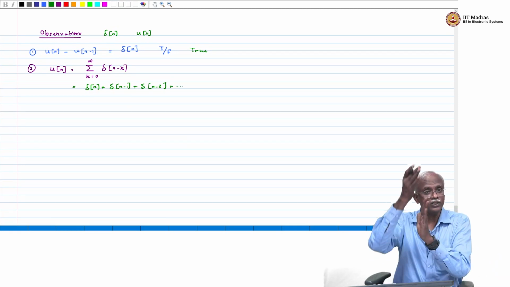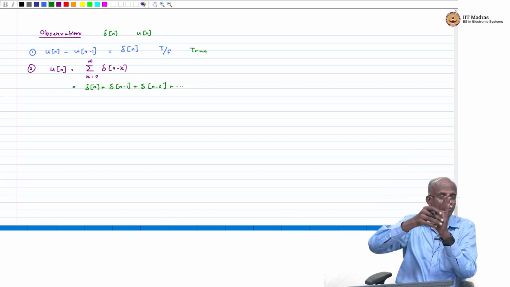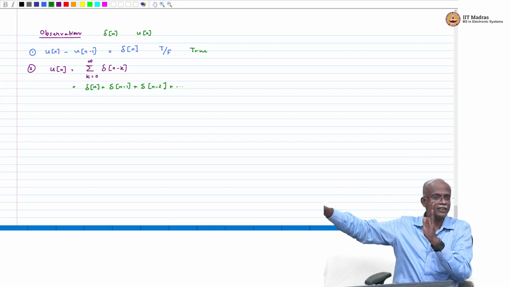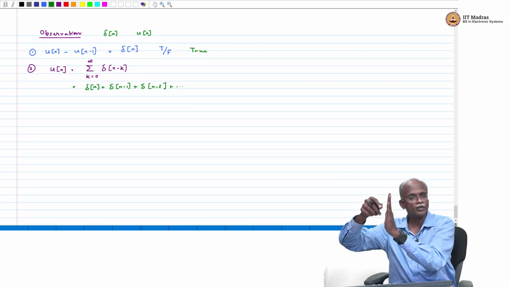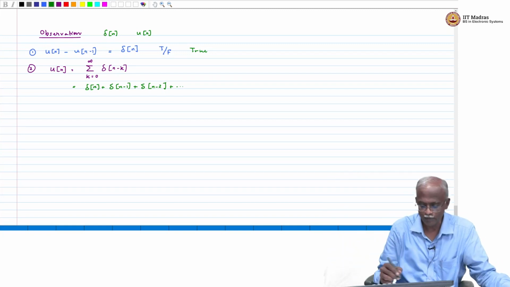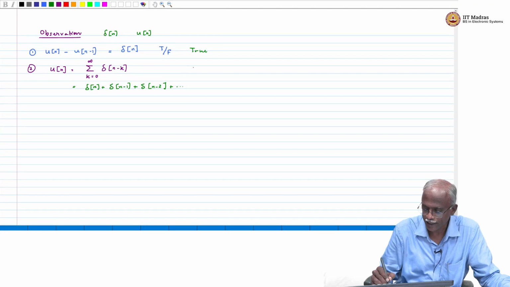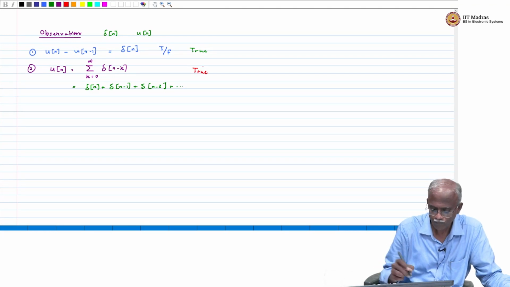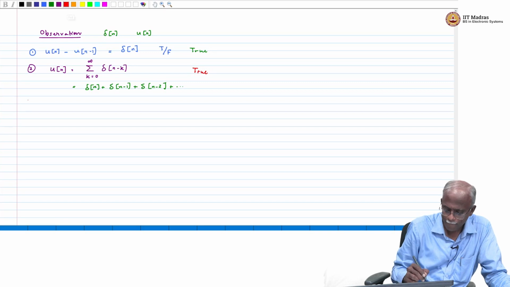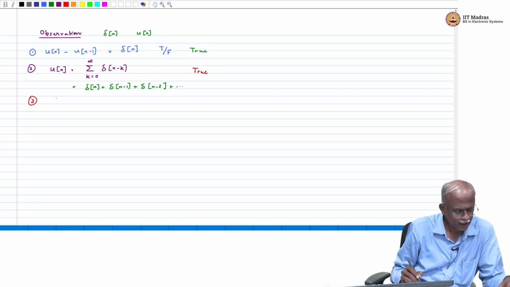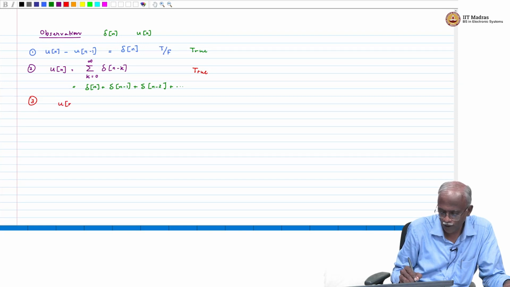Answer is true, because delta of n has got a sample at n equal to 0 and 0 everywhere else. N minus 1 is shifted by 1 unit of time, n minus 2 is shifted by 2 units of time. So, this is also a true statement. Okay, number 3. Now, can we also say that u of n is equal to summation k equal to minus infinity to n delta of k?